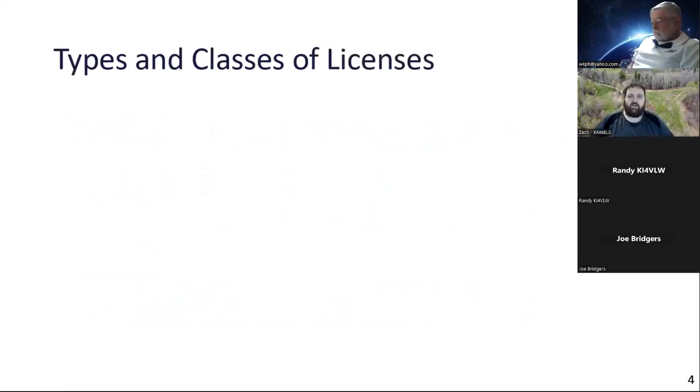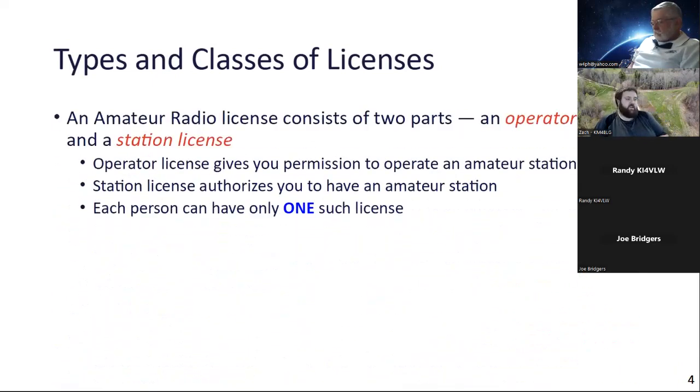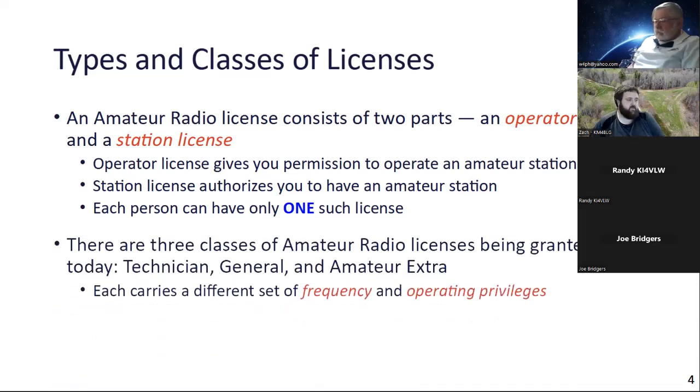So let's talk about the types and classes of license. First off, an amateur radio license consists of two parts, an operator license and a station license. The operator license gives you permission to operate an amateur station, and that could be any station for which your privileges allow, assuming you've got permission to use the equipment. The station license authorizes you to have your own amateur station. Each person can have only one such license, and that covers both of them in your personal equipment case.